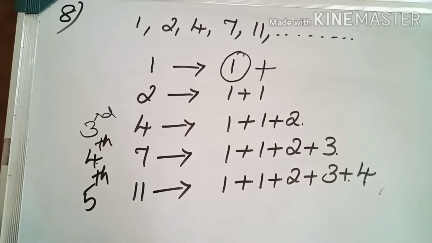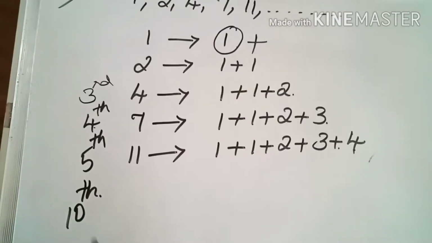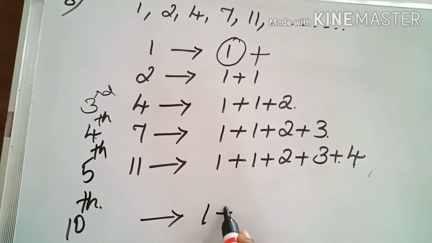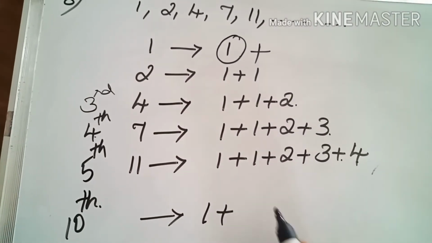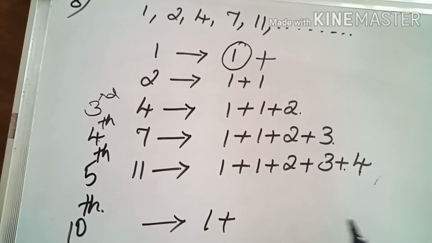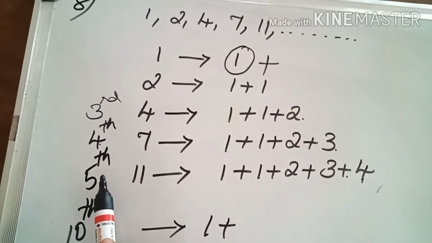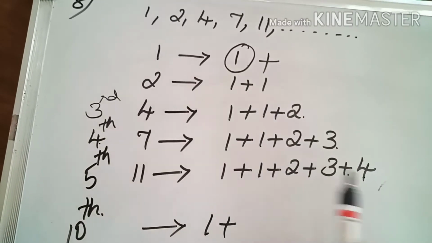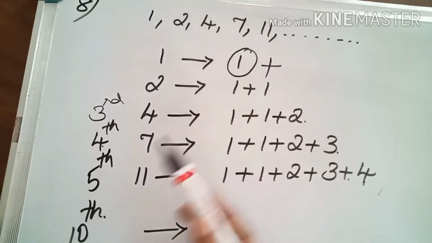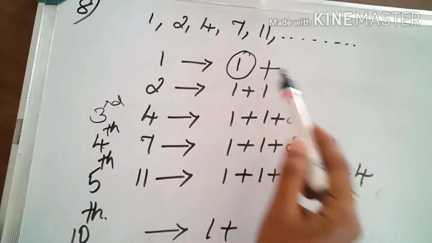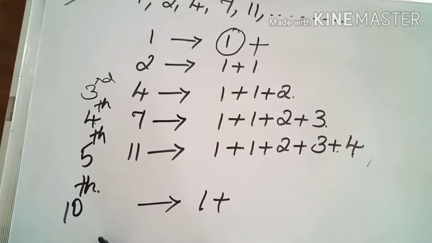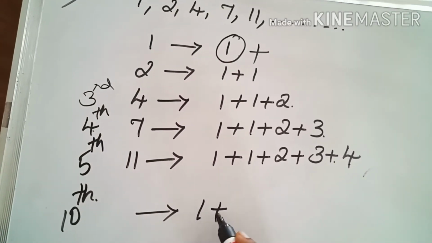That means to get the 10th line's first number, starting number plus natural numbers up to which number do we need to add, for the 10th line? Okay, check here once more. 5th line means up to 4, just the previous number, up to 4 we are adding to the first number. 4th line means starting number plus up to 3 we are adding. That means the 10th line's first number means starting number 1.